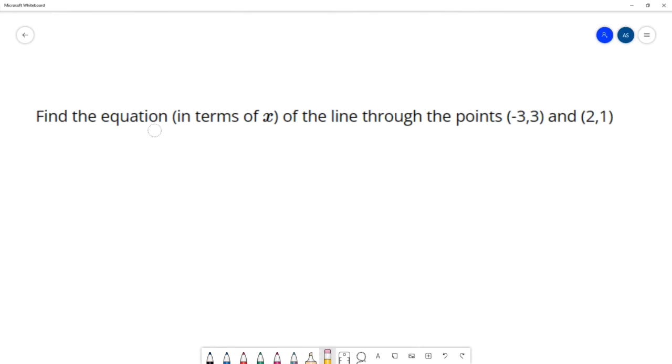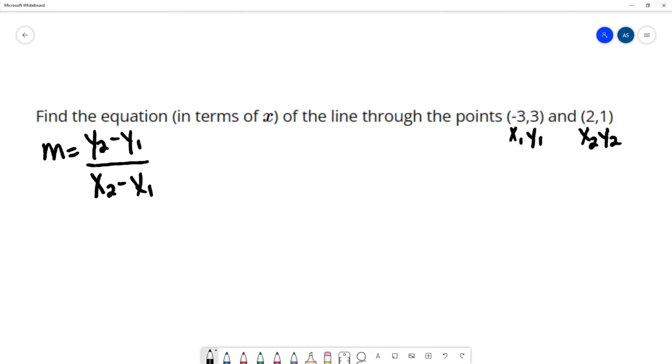In this example, we want to find the equation in terms of x of the line through the points -3, 3 and 2, 1. So we're given 2 points on the line. We can calculate the slope using the slope formula, y2 minus y1 over x2 minus x1. We're going to let one of the points be x1, y1, and the other x2, y2. When we substitute into our formula, that gives 1 minus 3 over 2 minus -3.